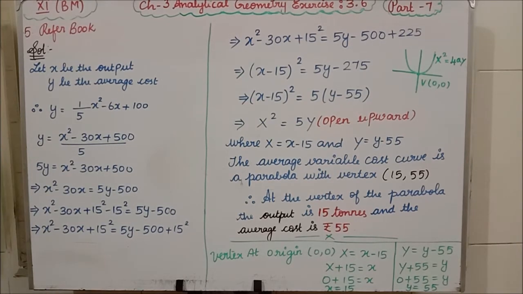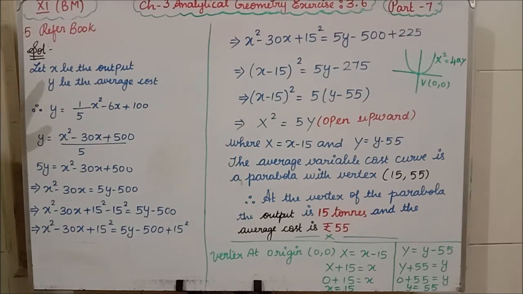When we have to find the output and average cost at the vertex of the parabola, we have to find what is x and y. Students, are all of you clear about the question? They were asking for the output and average cost.